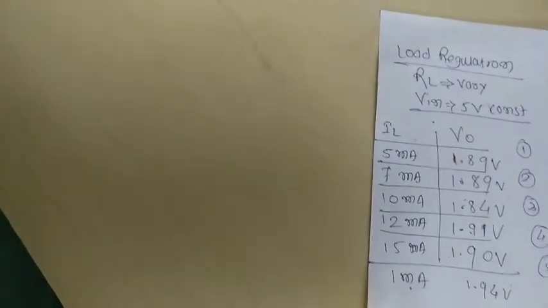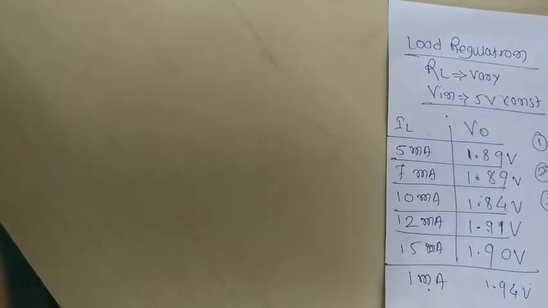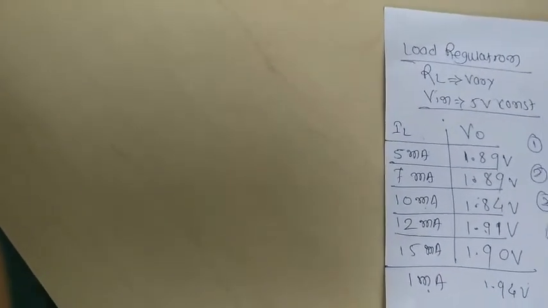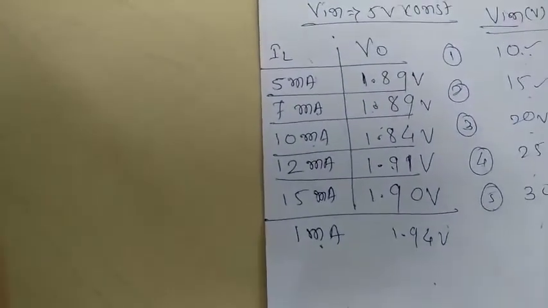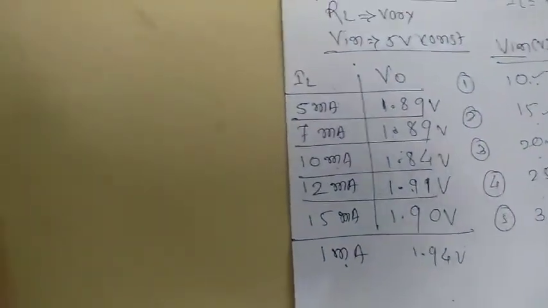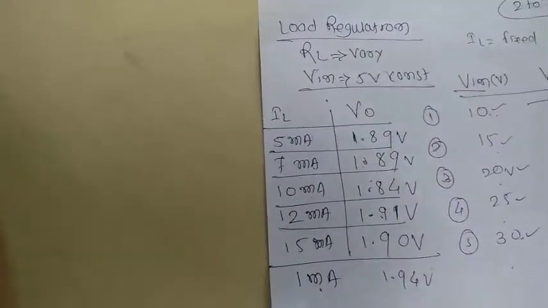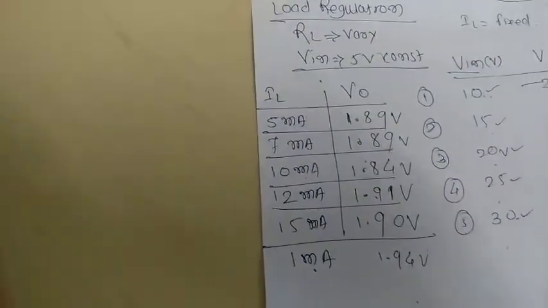Similarly here we can calculate the load regulation also, like the line regulation, that is the change in the output voltage to the change in the load voltage, multiplied by 100, which is nothing but the load regulation. So this is the second experiment, and that completes the second experiment on the IC 723. Thank you very much.